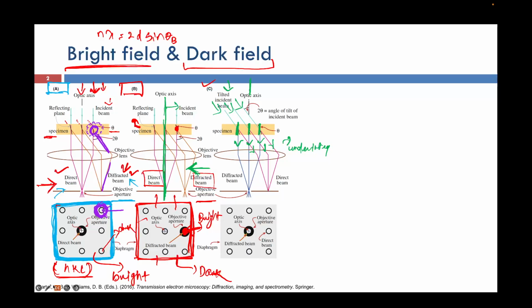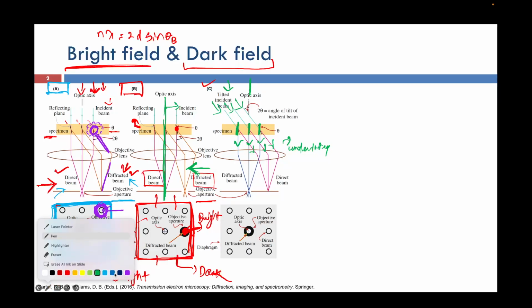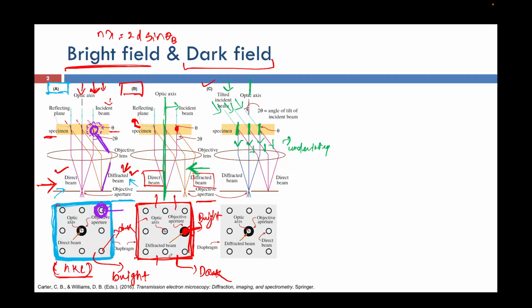When this phenomenon takes place, I do not want to move my aperture. Now my objective aperture can be on the optic axis. In the earlier case, I was putting my objective aperture away from the optic axis, right? So this is the optic axis. Now my objective aperture is along the optic axis, where it is allowing all the diffracted beams to be collected. So in this case, my diffracted beams are coming along the optic axis.